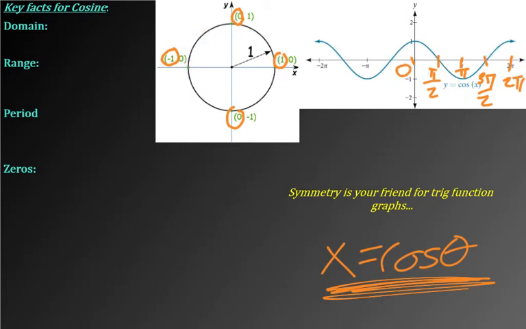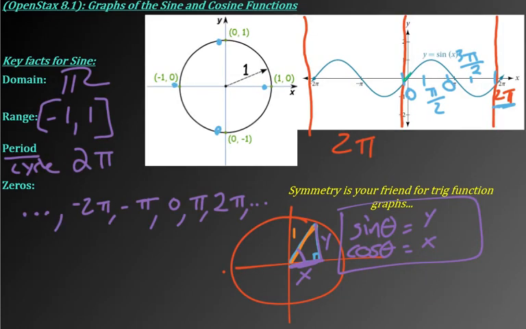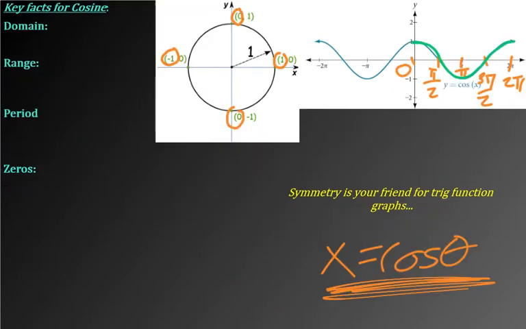And then at pi, you're at negative 1, at 3 pi over 2, you're at 0, and then at 2 pi, you're back to 1, which is where you started, and then you would just keep going around and around. So when I think of cosine, I just think of this much of the graph. So sine, think that. Cosine, think that one.